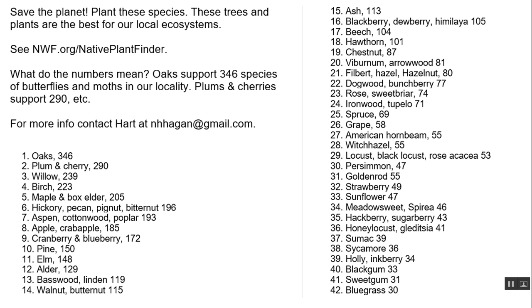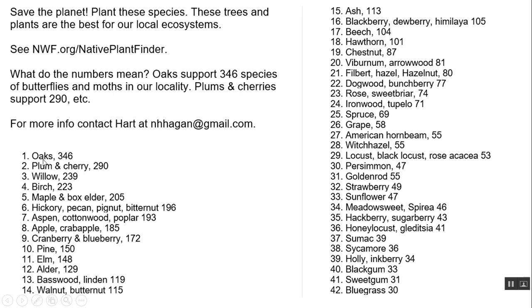Now, butterflies and moths are important for a couple of reasons. One is that they're incredibly important to birds. Most birds need caterpillars in order to reproduce. The birds that don't need caterpillars in order to reproduce need other insects. So oaks support 346 species of caterpillars.